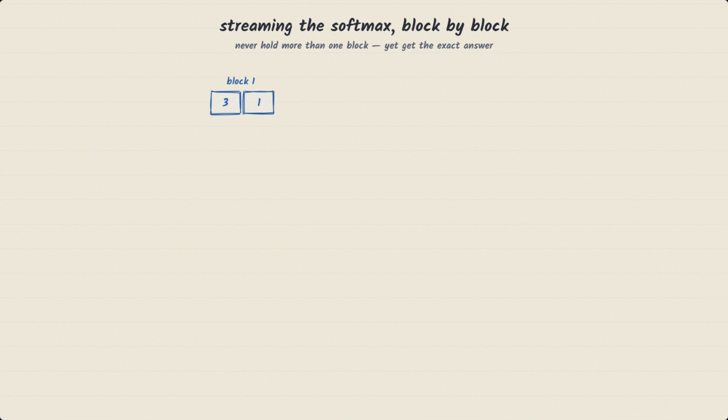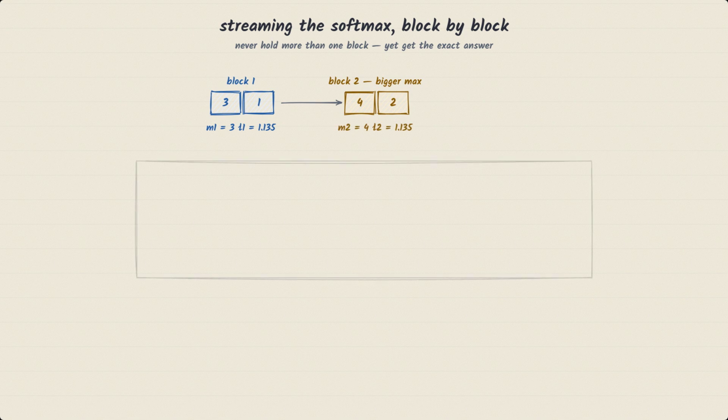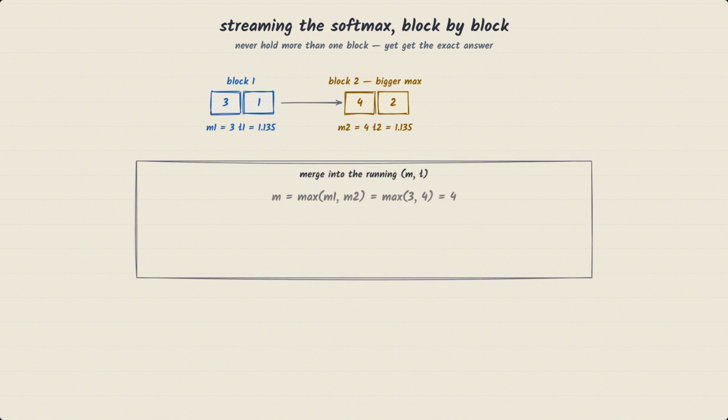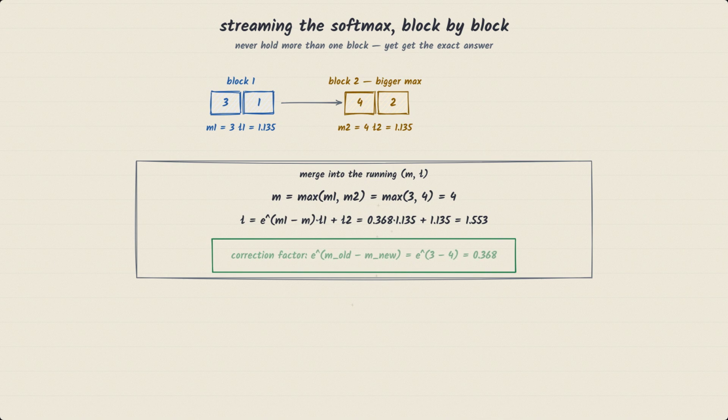Say the row arrives in 2 blocks. Process the first, local max m1, local sum l1. Now the second block arrives, and it contains a larger value, a new maximum. Problem: l1 was computed by subtracting the old, smaller max, so it's on the wrong scale. The fix is a single multiplication. You rescale the old sum by e to the m1 minus the new max, a factor below 1 that shrinks it to exactly the scale it would have had if you'd known the true maximum from the start. Then add the second block sum, update the max, and you're ready for the next block.